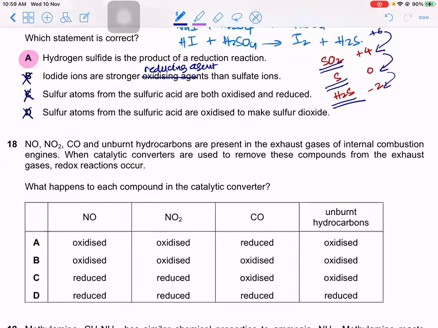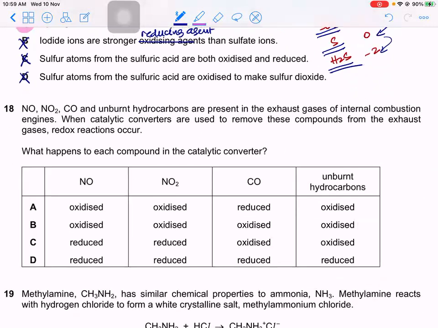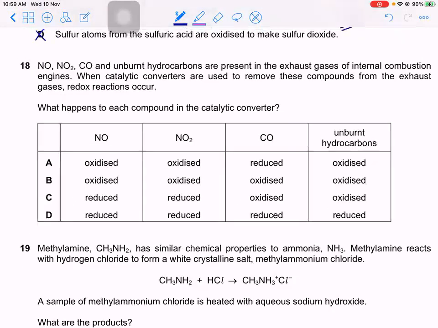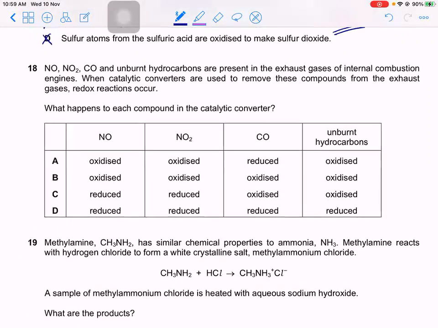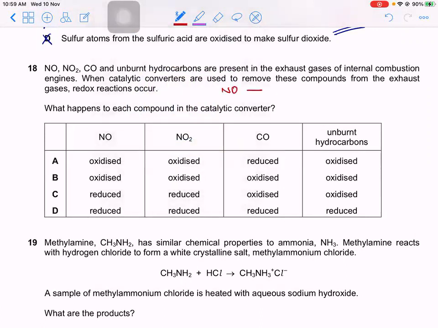NO, NO2, CO, unburnt hydrocarbons are present in the exhaust of internal combustion engines. Catalytic converters are used to convert these in exhaust engines. A redox reaction occurs. What happens to each compound? The catalytic converter. What happens to NO? So NO becomes nitrogen in the catalytic converter. Do you remember the equation of NO plus CO becoming CO2 and N2? That happens in the catalytic converter.